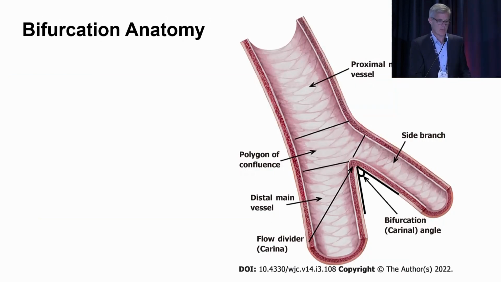So just real quick with bifurcation anatomy, you've got a proximal main vessel, you've got a branch, and then there's angle, and then there's the confluence polygon, which is sort of the area where the two bifurcate.